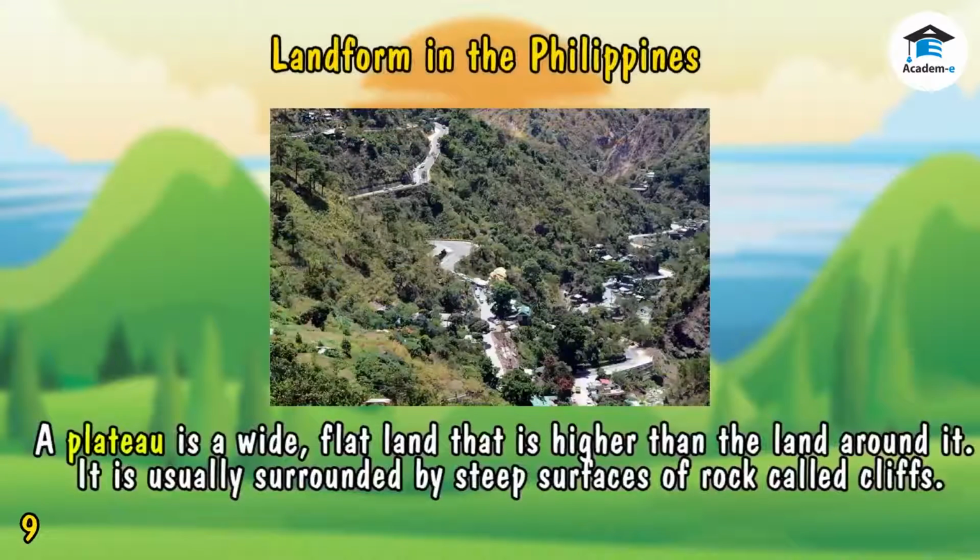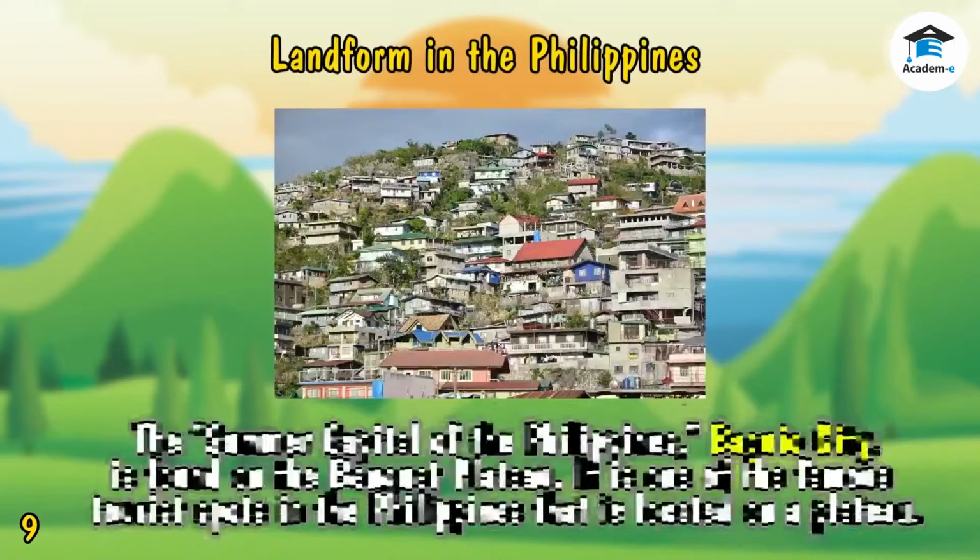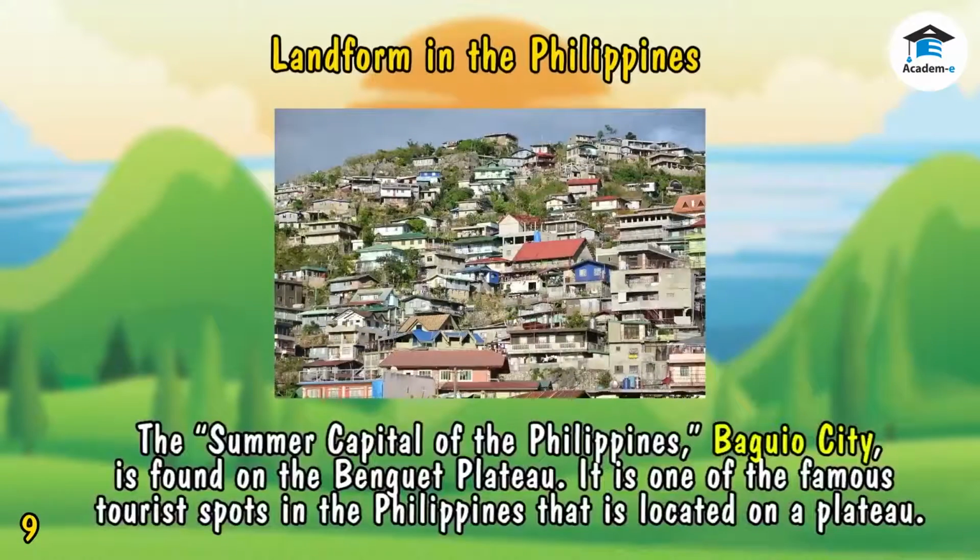A plateau is a wide, flat land that is higher than the land around it. It is usually surrounded by steep surfaces of rock called cliffs. The summer capital of the Philippines, Baguio City, is found on the Benguet Plateau. It is one of the famous tourist spots in the Philippines that is located on a plateau.